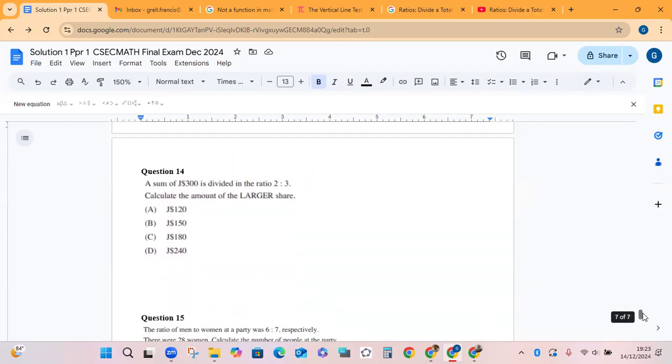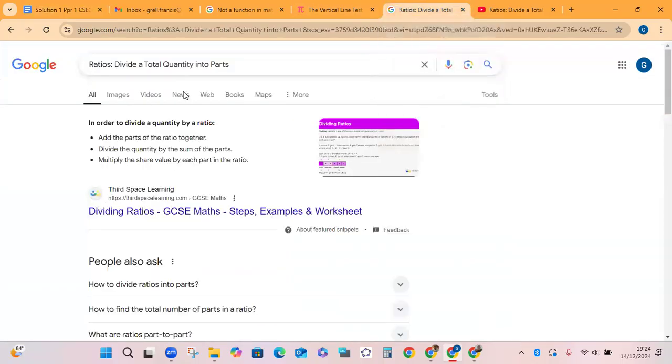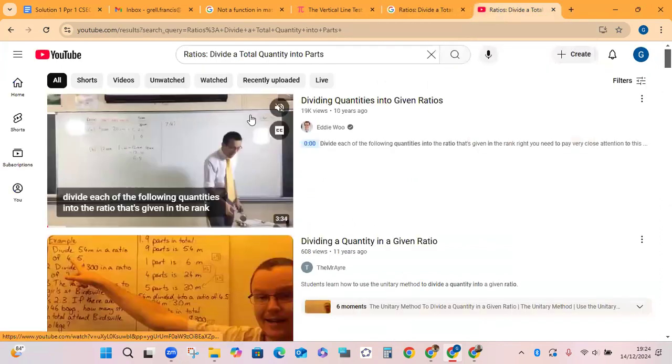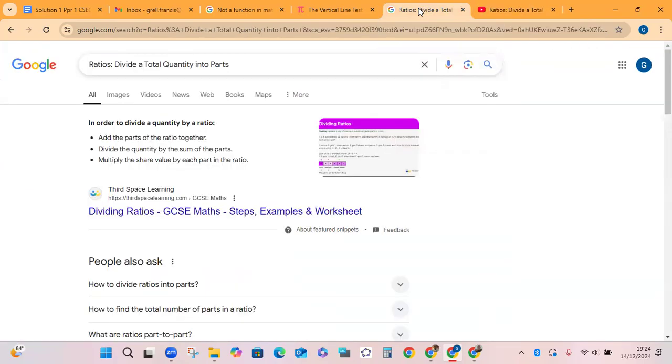So here the quantity is 300 and the ratio is 2 to 3, a part of 2 and a part of 3. As we previously said, you can go to Google and type ratios divided total quantity into parts, and you are given a 3-step process that we used in question number 13. We can repeat it in question number 14. And you can Google that same topic in YouTube, and you can get multiple videos with regards to it. So we're going to apply the same 3-step process.